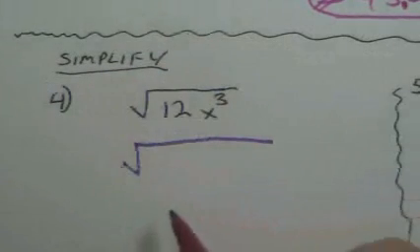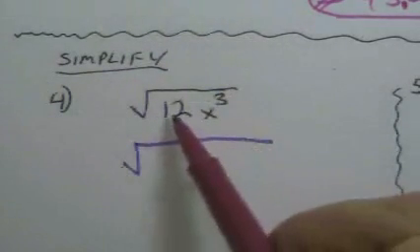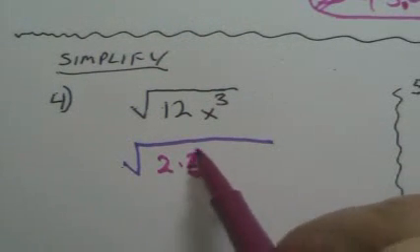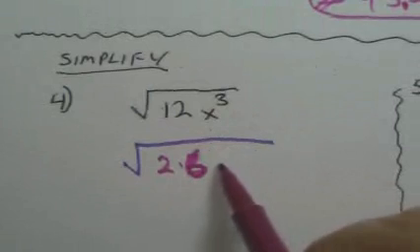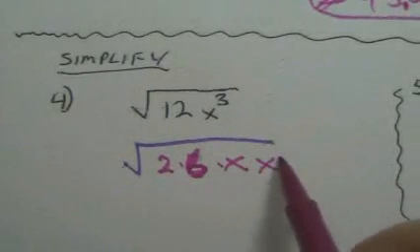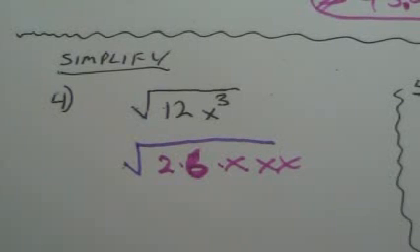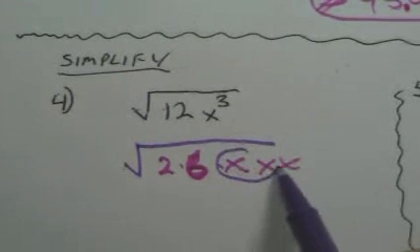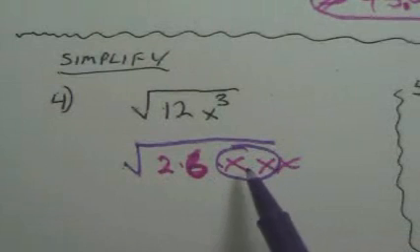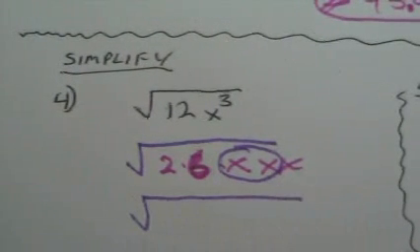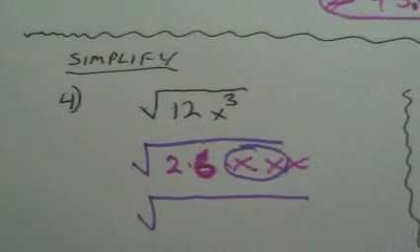Okay, number 4, simplify the square root. So let's see, 12, that's 2 times 6. And x to the third, that's 3 x's. And right away you can see that you have 2 x's. That can pull out. Remember, if you have a pair, they can jump out. So I'll pull out that pair right now. This x right here comes out.